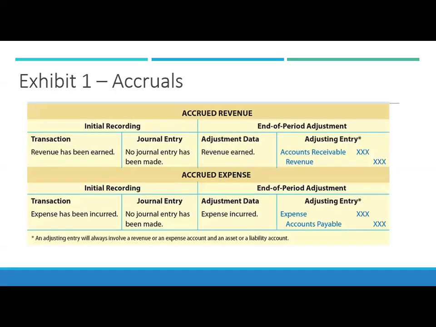And so this is what the journal entries will look like. For example, for accruing for revenue, debit accounts receivable and credit revenue. For expenses, it's a debit to expenses and a credit to the relevant payable account.